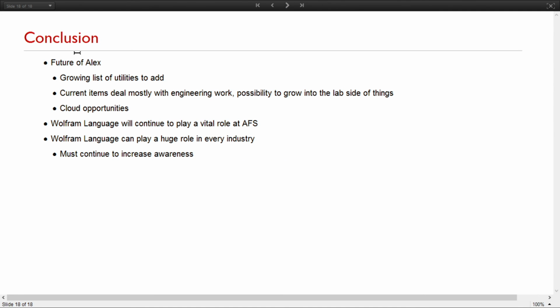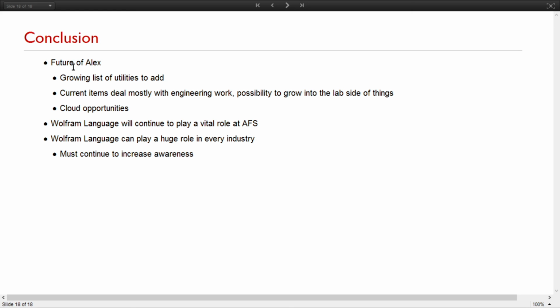So, conclusion and the future of Alex. We've got a growing list of utilities to add. Right now, we're at 37, and I think I'll easily get up to 50. We're dealing a lot more with our lab now, coupling the engineering work with the lab, and there are a lot of opportunities there to expand further. I've also been really interested in the cloud opportunities and learning specifically about API functions as a way to call those instead of running these things through CDF. So all that might be in the future.